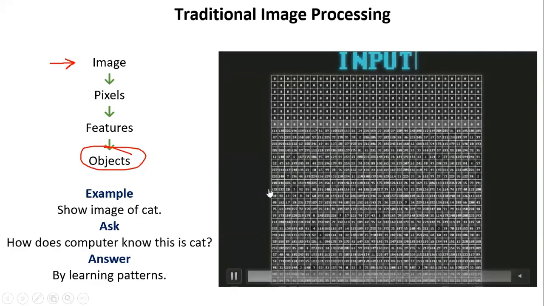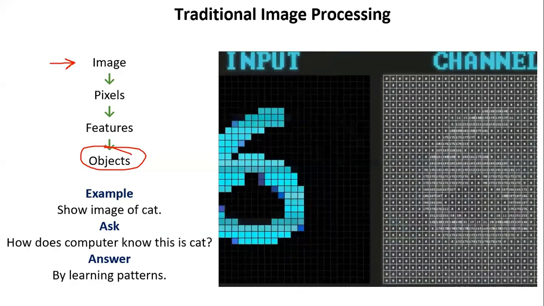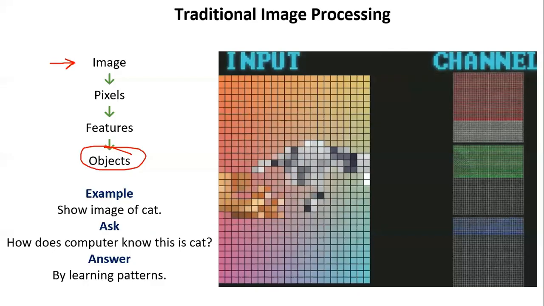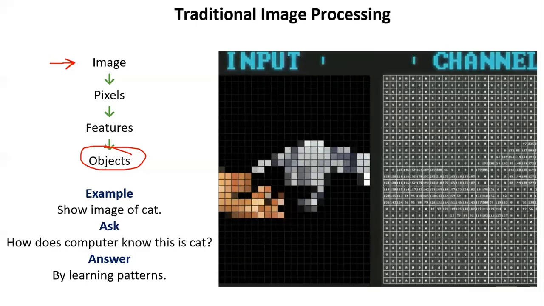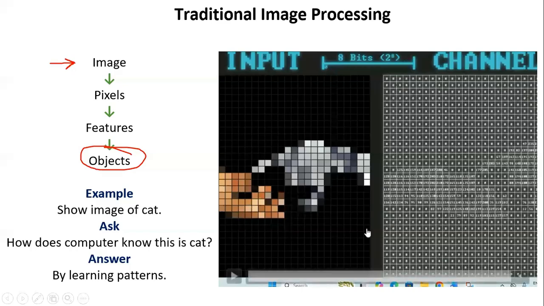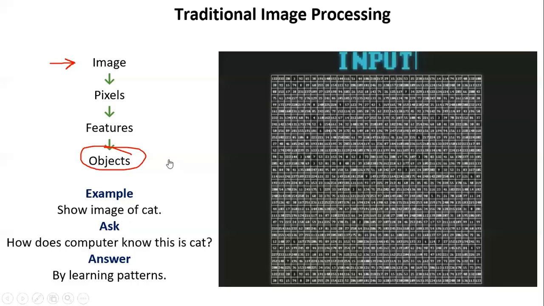What about color images? Here, this is the input image, and the image is a combination of some pixels. Now, talking about color images, you can see this is a color image. A color image has three channels: R, G, and B. R stands for red channel, B stands for blue, and G stands for green. So in this RGB channel, there are three channel inputs we need to give. Now, that was about traditional image processing.